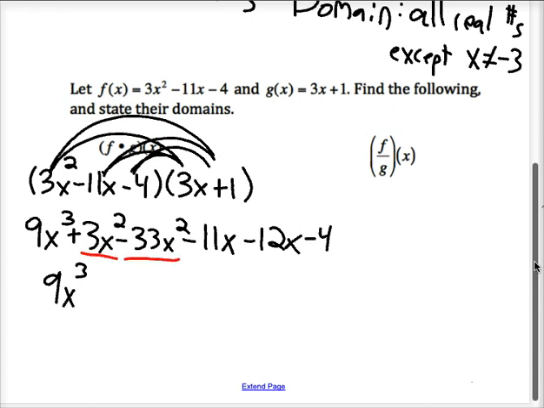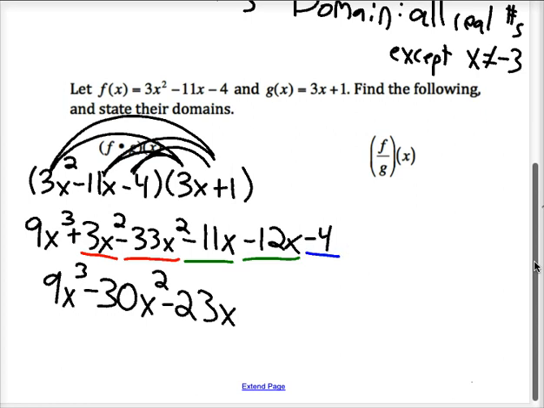So 3x squared minus 33x squared will give a minus 30x squared. Negative 11x minus 12x will give us a minus 23x. Then we have our minus 4. So again, like foiling, but it's that slightly longer one that we're going to have to do. And now I have it written in standard form, and all like terms are combined. So my domain is just a normal polynomial. So it's going to be all real numbers.